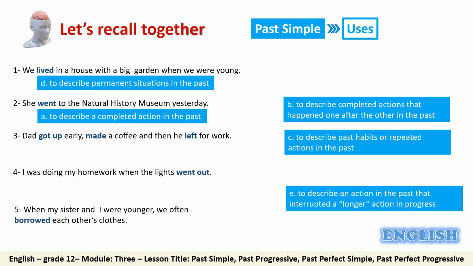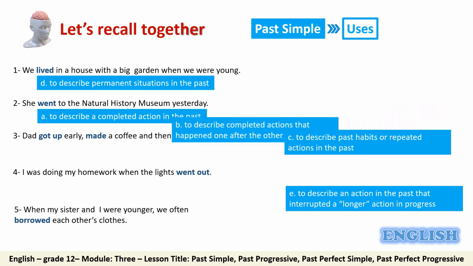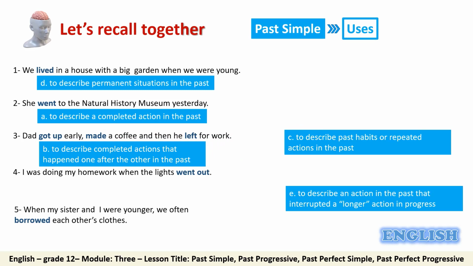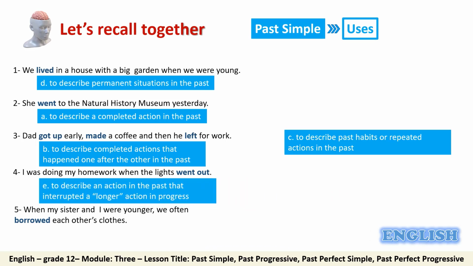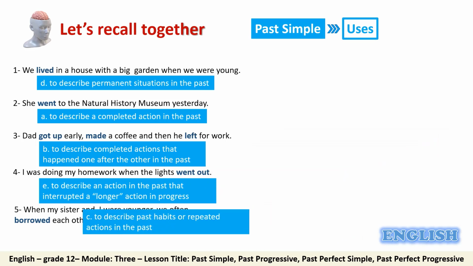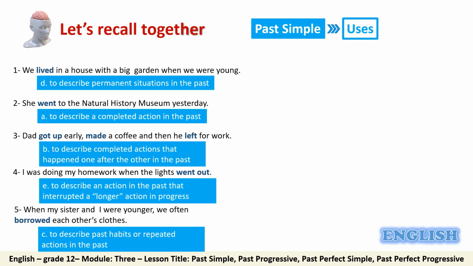The following sentence, the past simple here is used to show, very good, that completed actions happened one after the other in the past. Then sentence 4. The past simple here indicates what? Excellent. That an action in the past interrupted or stopped a longer action which was going on. And the last sentence, of course, the past simple in this sentence describes past habits or repeated actions in the past.